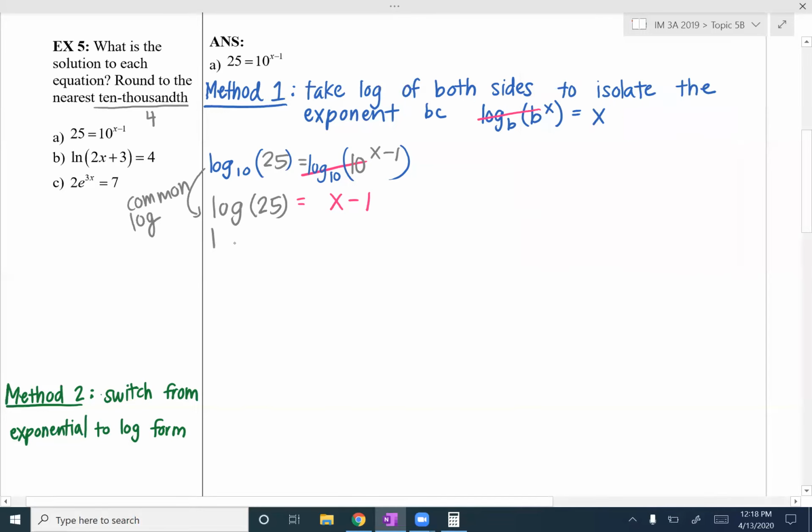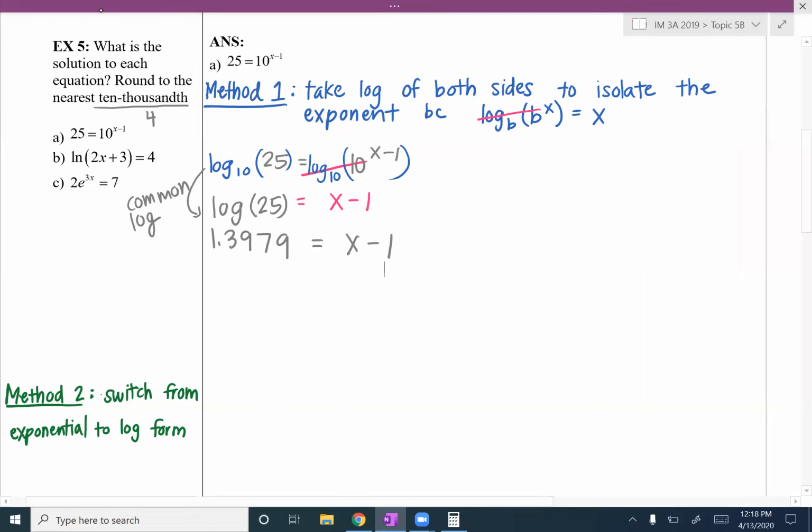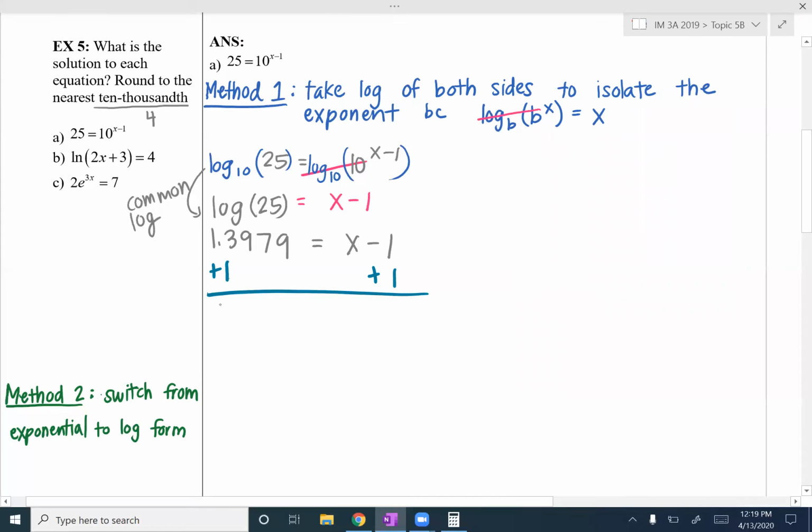So 1.3979 is equal to x minus 1. And so that means that to solve for x, what I would have to do is move the 1 over. So if I add 1 to both sides, I have 1.3979, and I'm adding 1, so that's going to be 2.3979. So that's an estimation of the value of x. Okay, so that's using the first method, which is to take the log of both sides to isolate the exponent, using that property that log base b of b to the x power is equal to x.